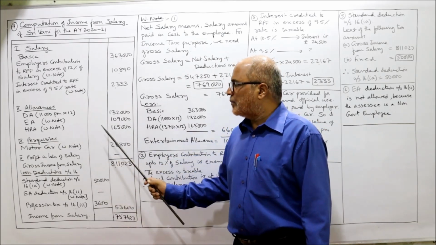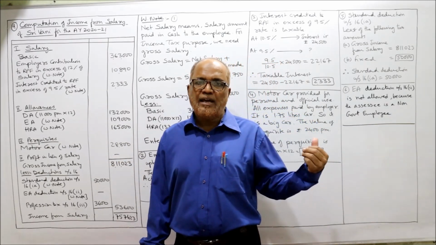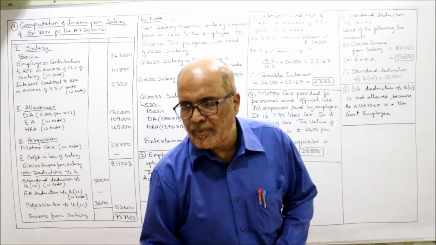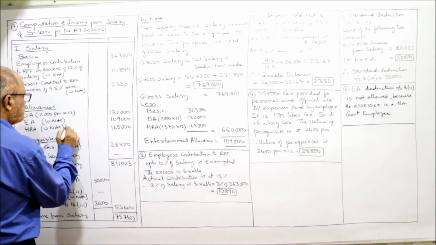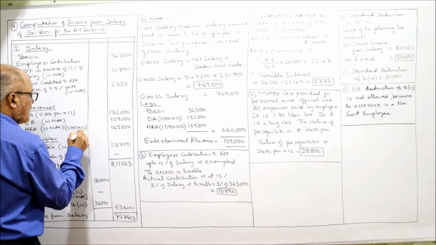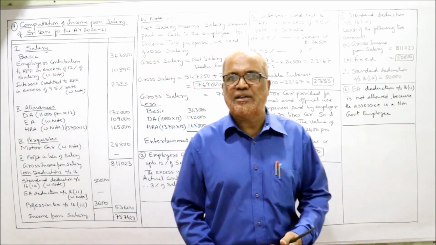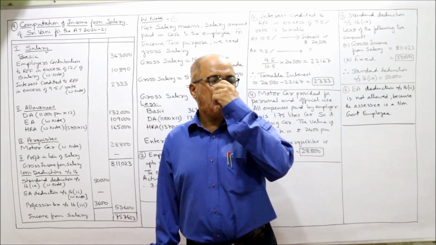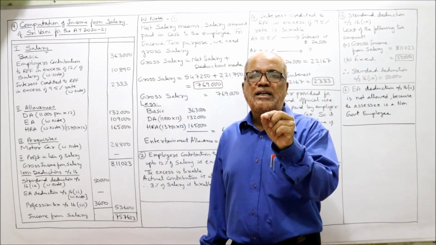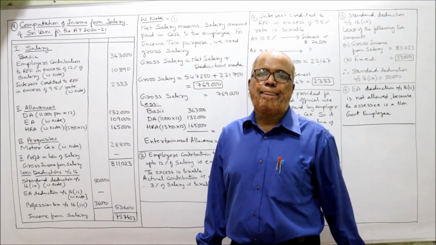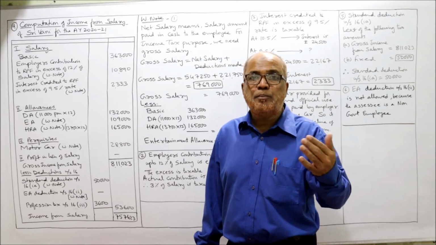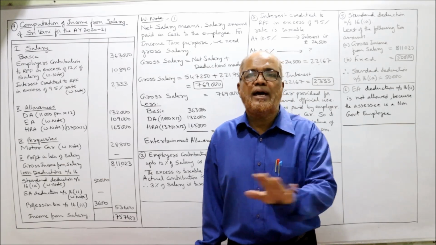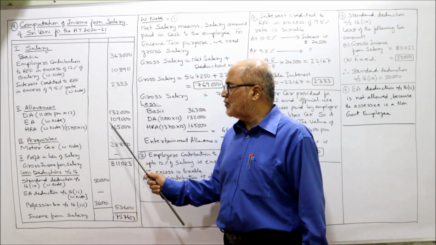Now HRA is given in the problem, 1,65,000. How did we get it? 13,750 is given in the problem. 13,750 into 12, 1,65,000 is HRA. Now in the working note you should write, I have not written here, you should write in the working note: the assessee will not get exemption for HRA because the assessee is not paying the rent. The actual HRA received is fully taxable, no exemption.